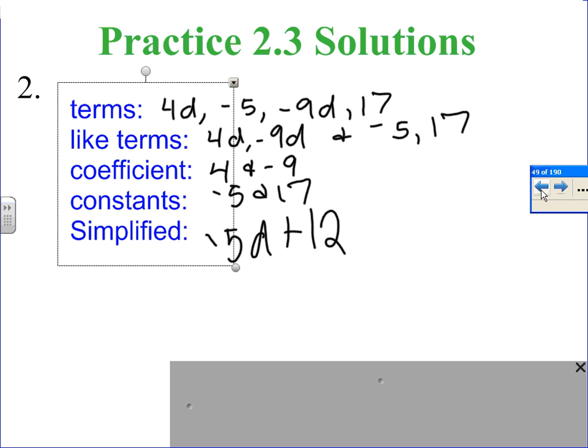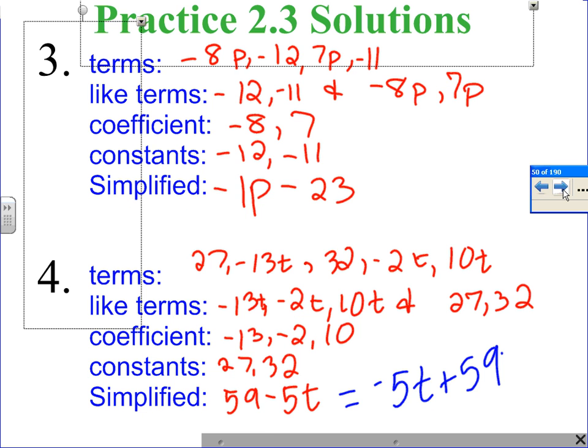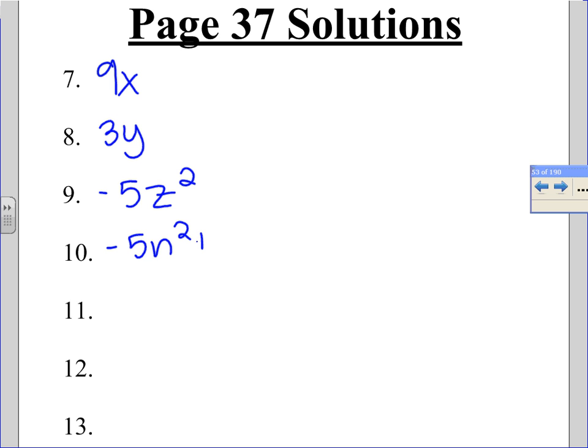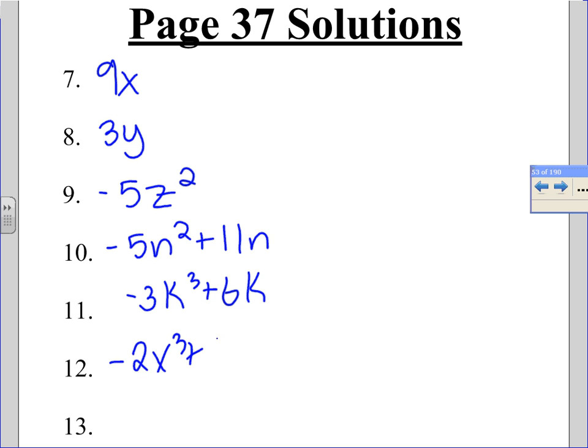Okay, 37. Number 7 should be 9x. Number 8 should be 3y. Number 9 should be negative 5z squared. Number 10, negative 5n squared plus 11n. Number 11, negative 3k cubed plus 6k. Number 12, negative 2x cubed plus 7x. 13, y squared plus y plus 10. Sorry, I know that was fast. So check them. They're up there if you didn't hear me. Sean?